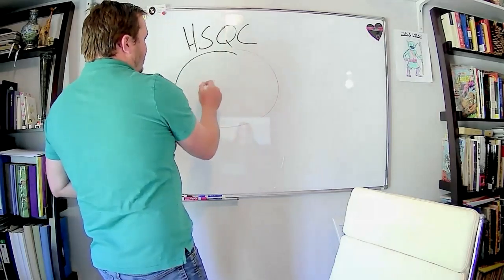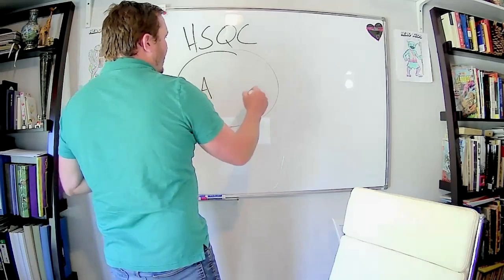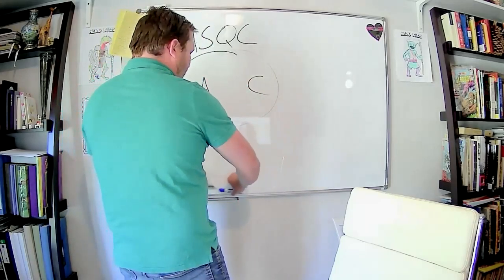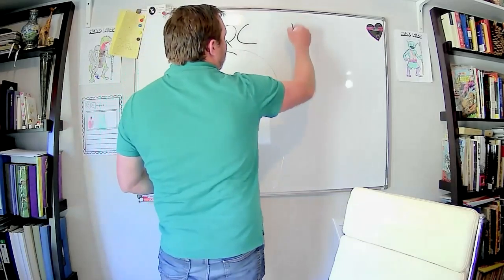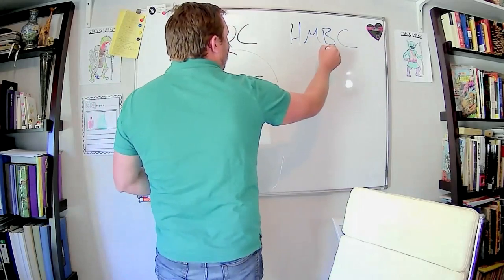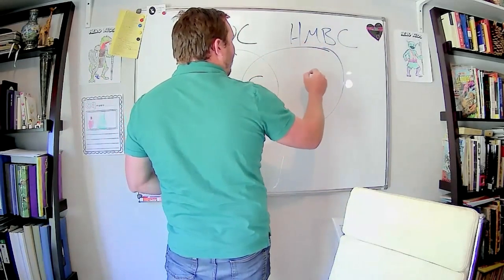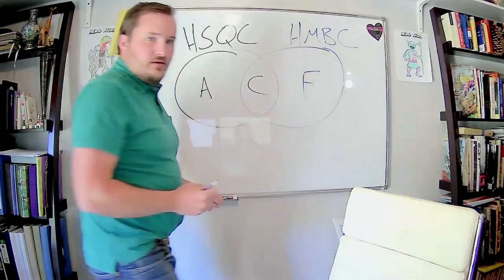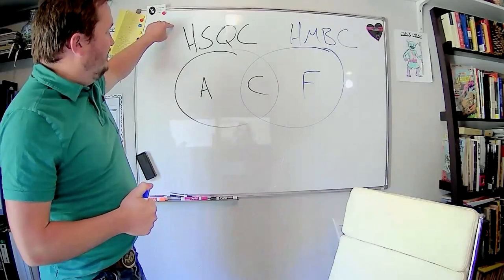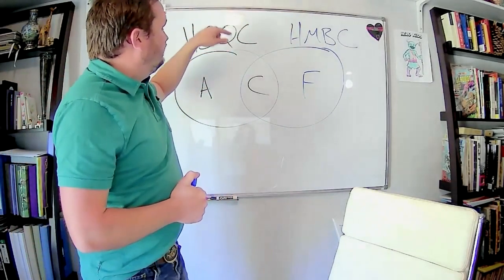you can kind of think of it like a Venn diagram. If you're looking at your HSQC, you're able to narrow it down to a particular signal being either A or C. And you just leave it there. And if you look at HMBC, and you still can't narrow it down entirely, but you're able to narrow it down to it's either C or F.